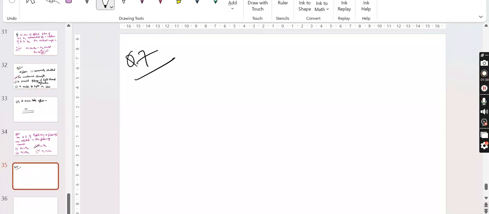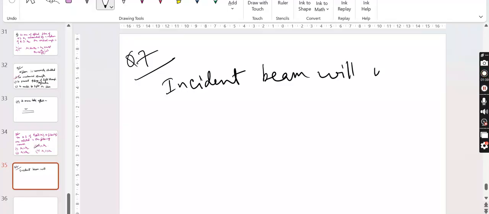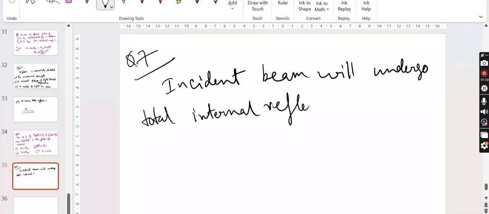Question 7. The incident beam will undergo total internal reflection. If we know the answer, it is when the angle of incidence is greater than critical angle.